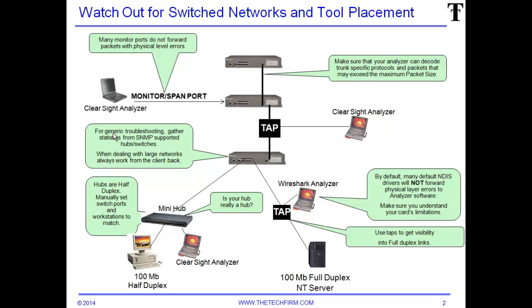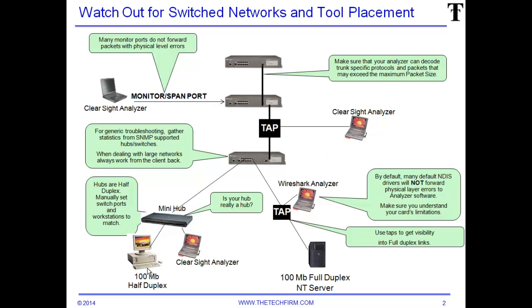So for generic troubleshooting, gather stats from SNMP supported hubs and switches. When you're doing generic, you just want to get an overview picture of the network. There's no need to go port by port. That's getting a little ahead of yourself, if you will. A better way is to query these switches, get port statistics, usage statistics, error statistics, and then when you have something specific, you can come in with a protocol analyzer, be it ClearSight from Fluke Networks or Wireshark, whatever you decide to use, and get in with more detail at that point.